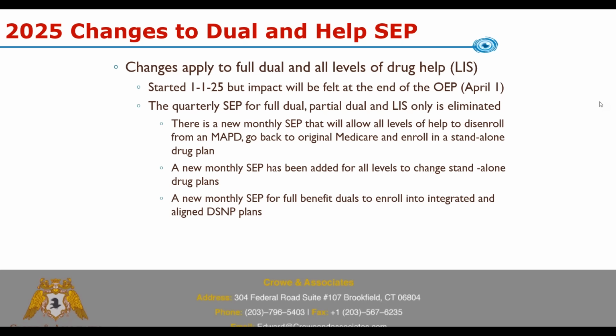standalone drug plan. The second one is an SEP that is monthly again, that is for all levels, and that is to change from one drug plan to another. And when I say all levels, I mean all levels of help.